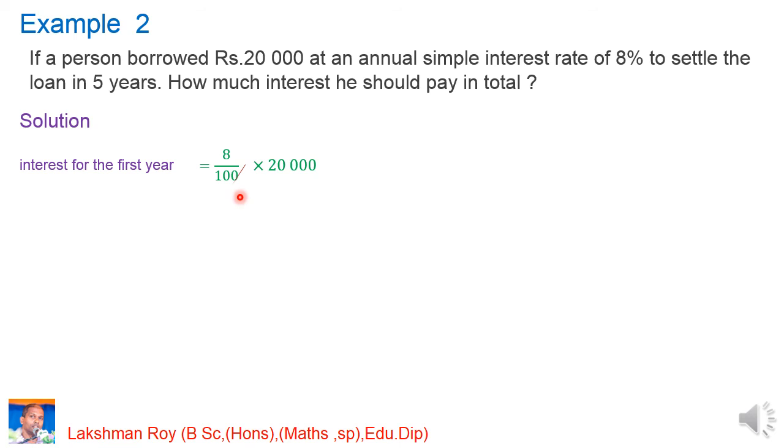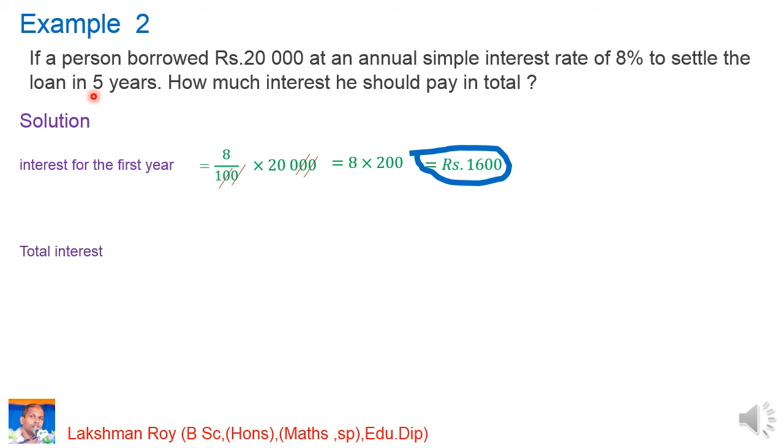In the same way you can simplify: 0 and 0 cut, another 0 and 0 cut. Here 8 remains, which should multiply by 200. 8 into 2 is 16, put 2 zeros, 1,600. So this is the amount to pay in each year: first year, second year, third year, fourth year, 1,600 rupees each. So he settled the loan in 5 years.